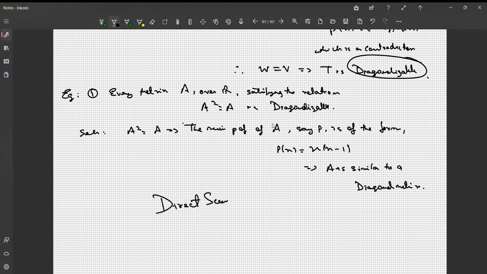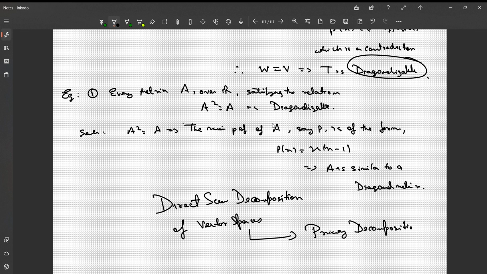Okay, so let's end this lecture here. In the next lecture, we will be starting with the concept of direct sum decomposition of vector spaces, and we will eventually lead to a very important theorem, which is the primary decomposition theorem, which will give us two very important forms of matrices, which are the Jordan canonical form and the rational canonical form.